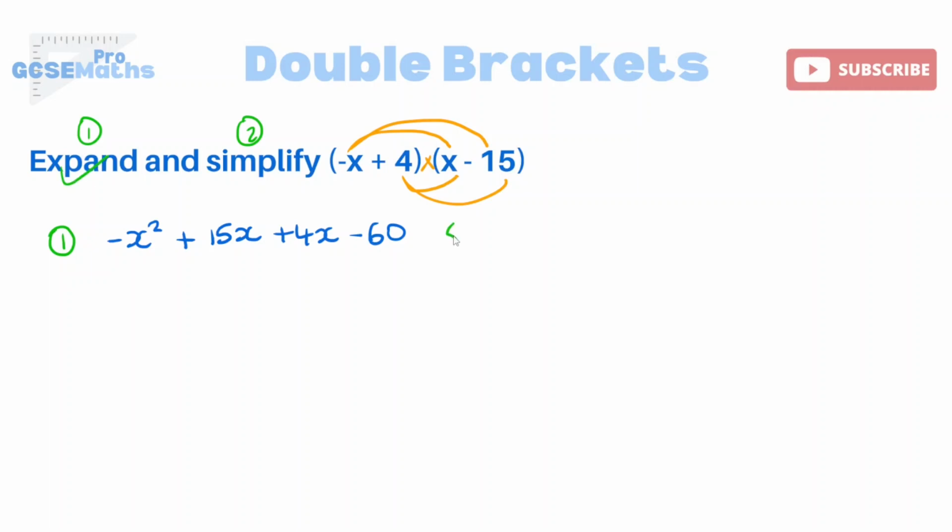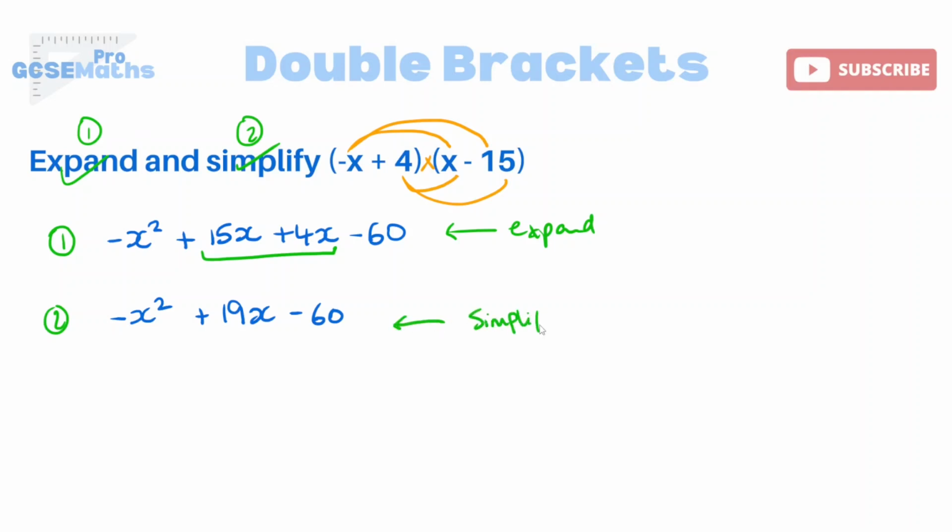So we've expanded, now we can simplify. So step 2, simplify. Again, as I said before, if you do it in this order, you should just find that the 2 like terms, or the 2 x terms, will be in the middle anyway. You can just add them together in this case. Minus x squared stays the same. 15x plus 4x is 19x, and the minus 60 is at the end. Okay, so now we have simplified as well.